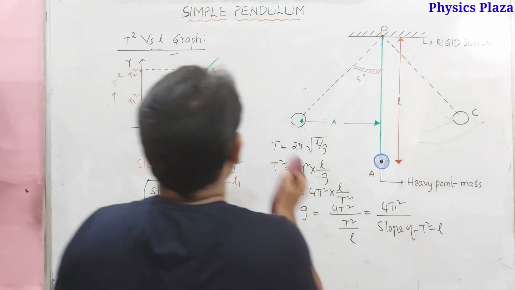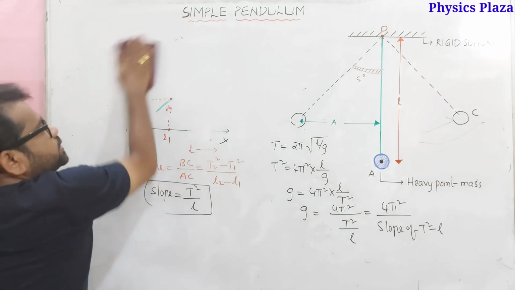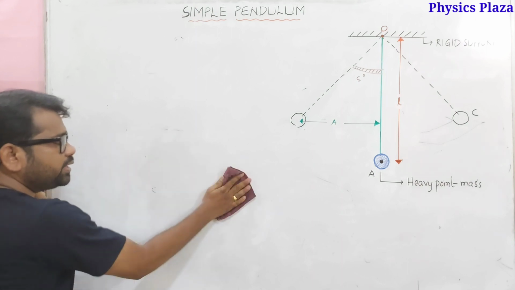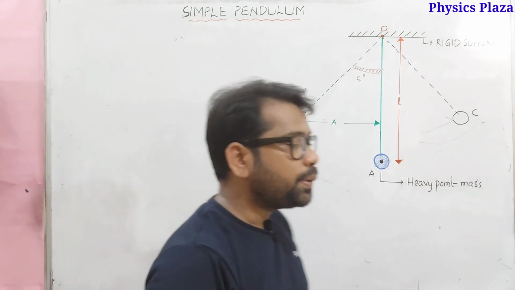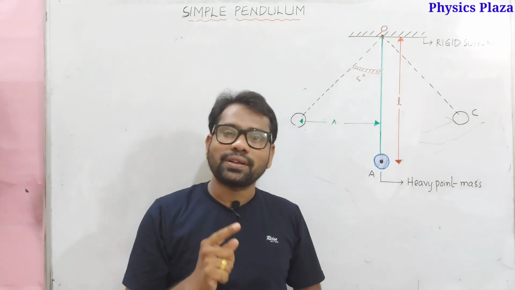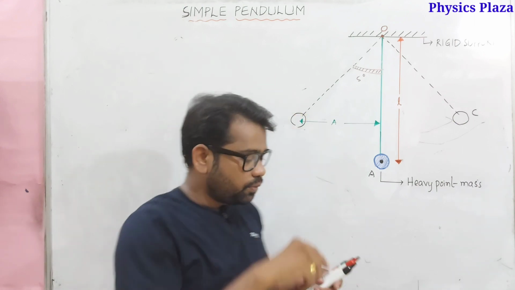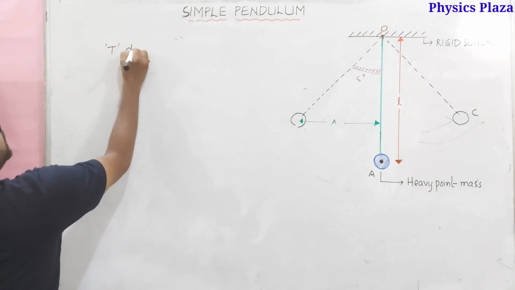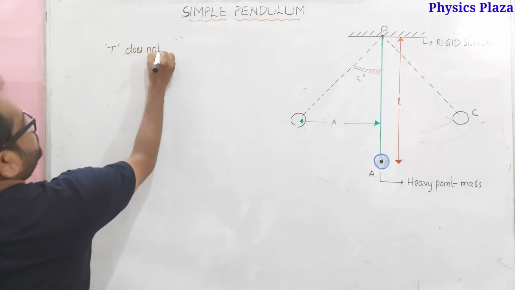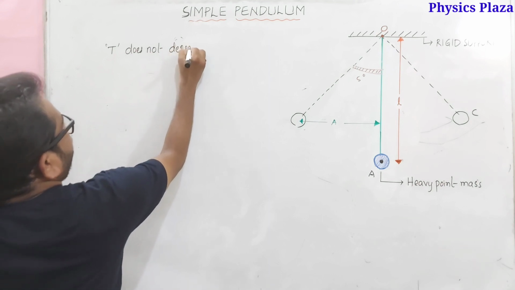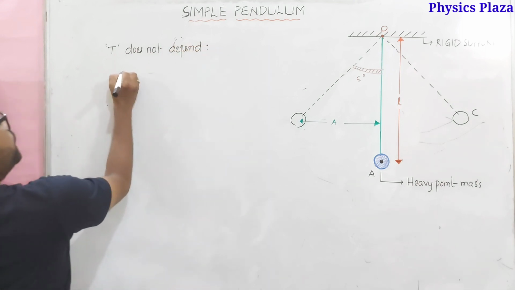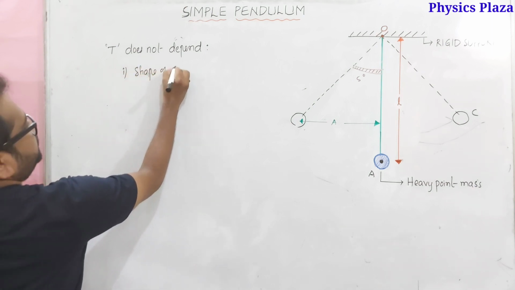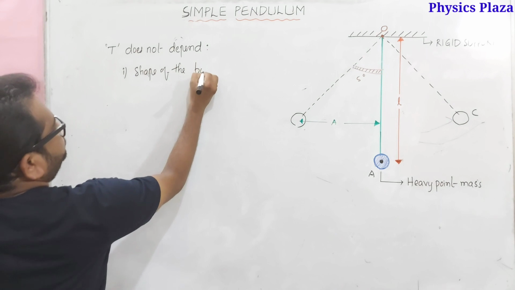Now we will discuss the factors on which the time period does not depend. Children, it's very important. Before that, the time period depends on effective length and on acceleration due to gravity. Now we will see that the time period does not depend on the following factors. First factor: it does not depend on the shape of the bob.